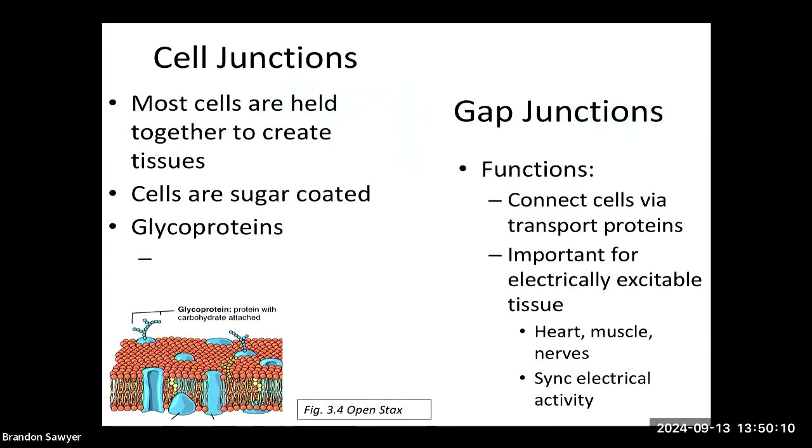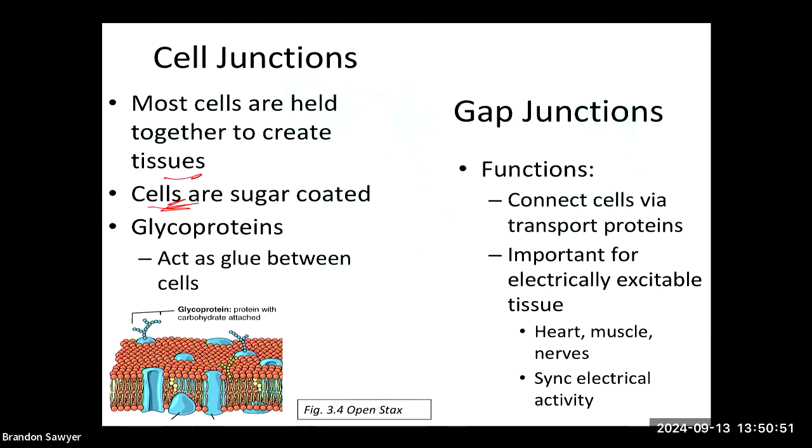Okay, we also have, when cells are next to each other, different things in the membrane that help those cells communicate or stick to each other. Okay, so most cells are held together to create a tissue, like your skin or the things lining your blood vessels, your digestive tract, your respiratory tract. Most cells are sugar coated, meaning that they have these little sugars sticking off of some proteins called glycoproteins, and those are sticky. When cells are next to each other with glycoproteins, the glyco part is the sugar part, right? And those help the cells stick to each other some.